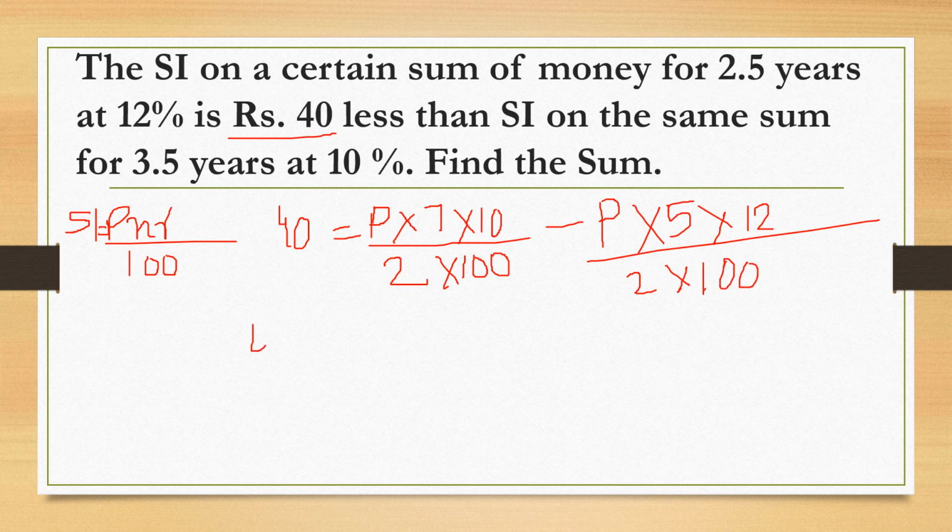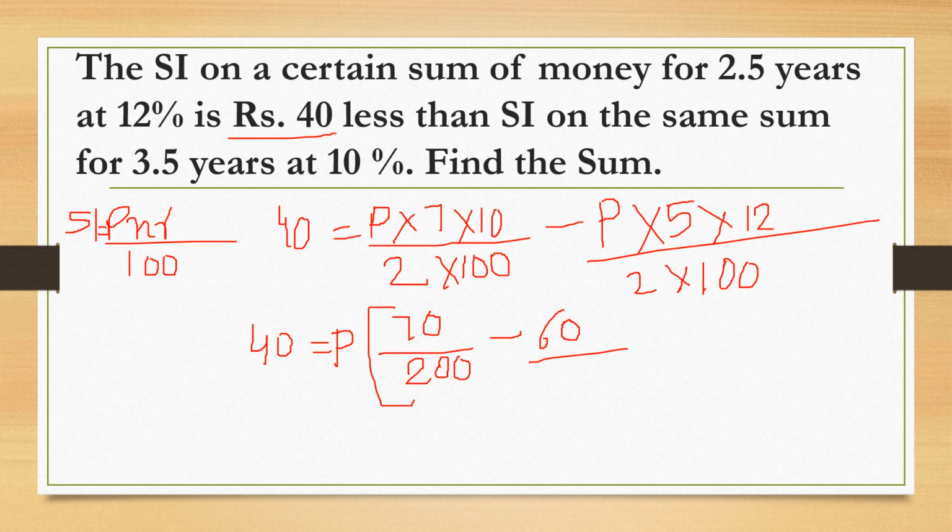So we can see that 40 is equivalent to, P is common here, so we can take P out. P into 7 into 10, 70, 70 divided by 200, minus 12 into 5 is 60, 60 divided by 200. So when we simplify, we will get P into 70 minus 60 is 10, 10 all divided by 200.